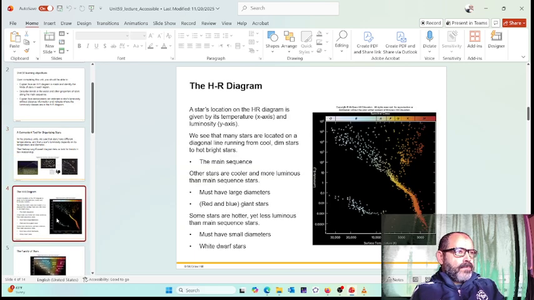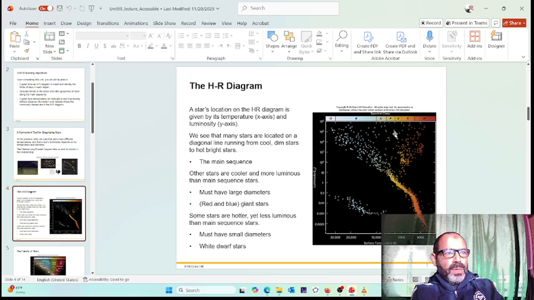So again, it seems like the stars fall into groups. Basically, the bulk of the stars fall on this axis that spans from low temperature, dim stars, all the way to high temperature. Remember, the high temperature is on this side, and then super bright stars. Okay, so these are main sequence stars.